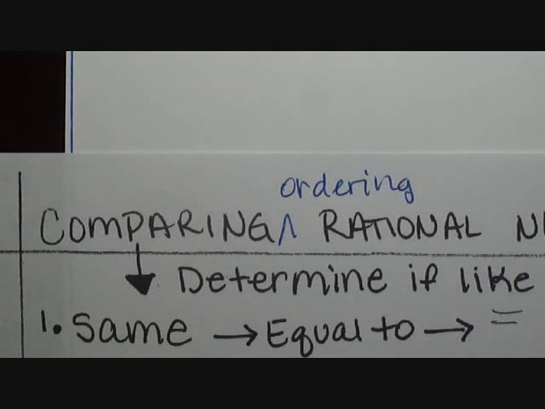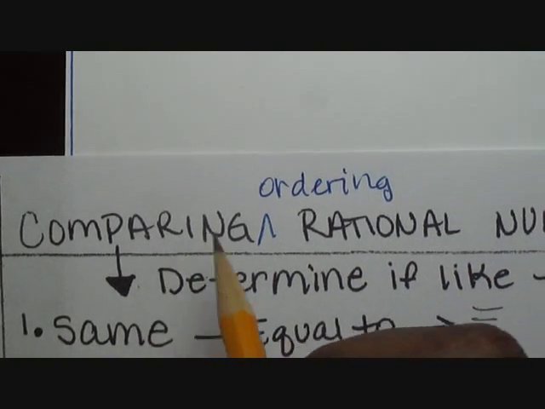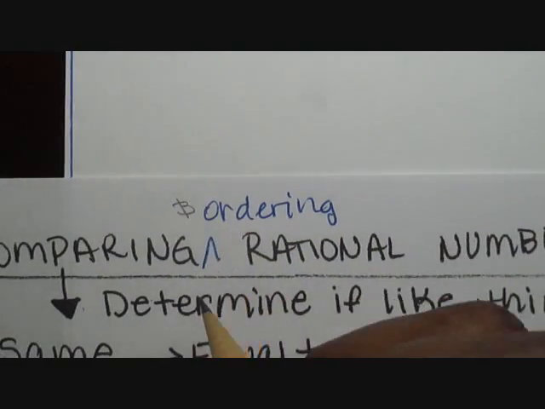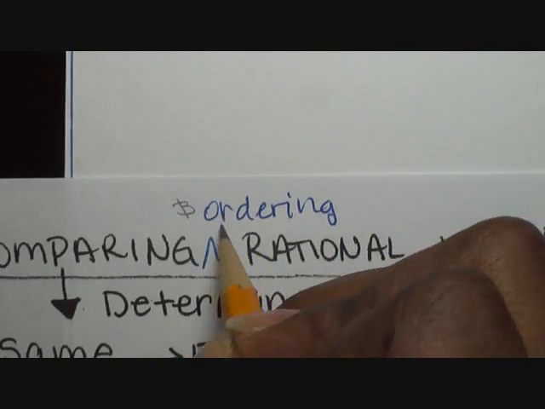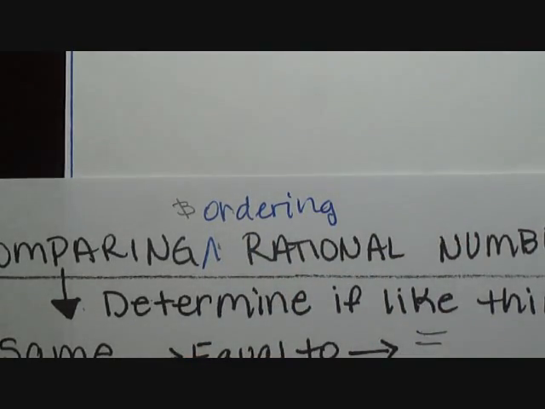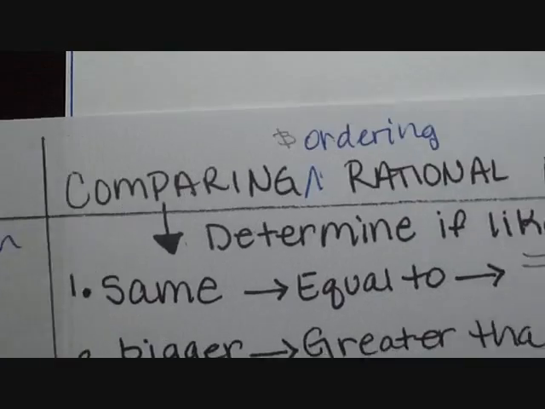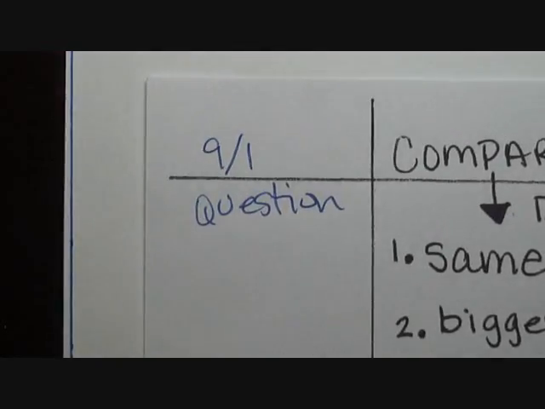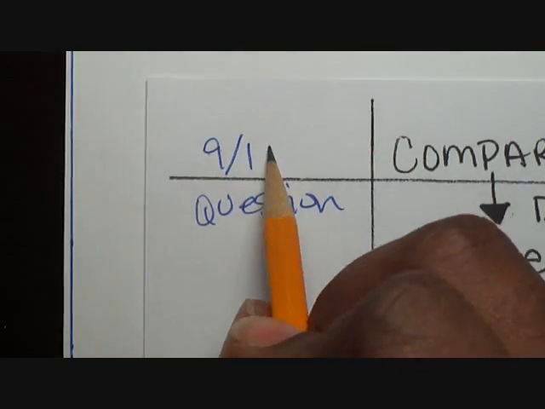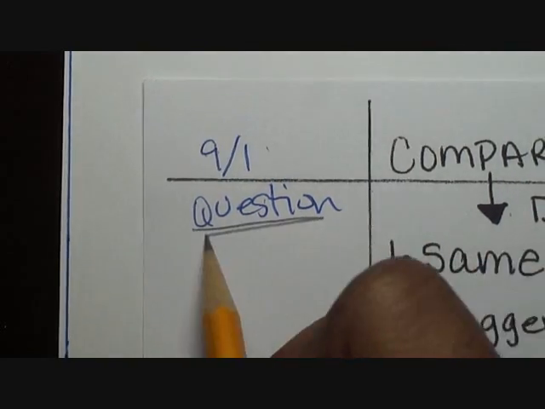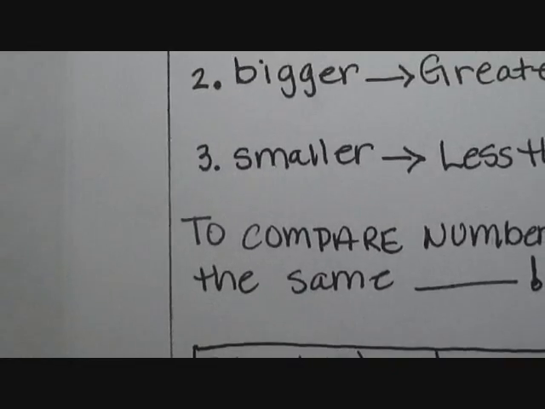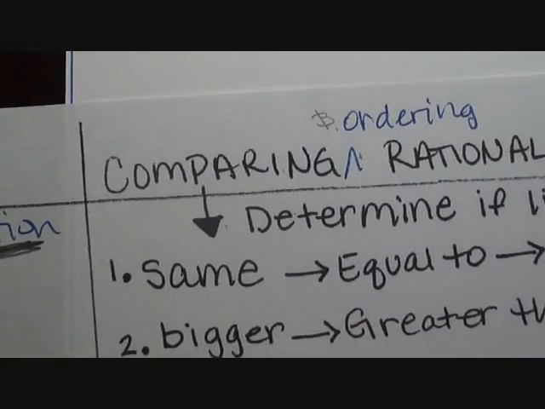Now, the heading should be comparing and ordering rational numbers. So if you are printing this out, you'll need to fill this in like I've done here. If you're copying it down, just make sure you copy comparing and ordering rational numbers. Go ahead and put today's date, which is 9/1. You will need to come up with your own question for your Cornell notes, as well as your summary here at the bottom. Okay, let's get started.